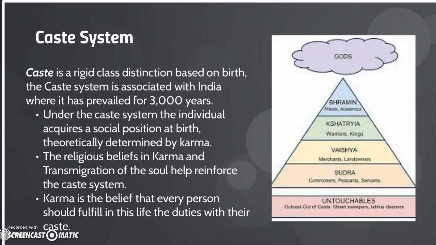And you see on the right, the highest caste was the Brahmin, which was the priests and academics; the Kshatriya, which were warriors, kings, administrators, rulers; the Vaishya, which were merchants, landowners; the Sudra were the commoners or everyday workers. Those were the four classes in the caste system. Then there was a fifth group that was not a caste. It was considered to be outside the caste system, called the untouchables.